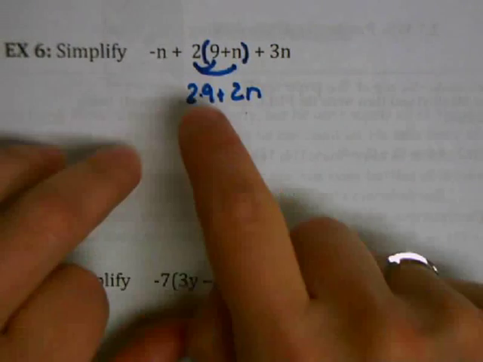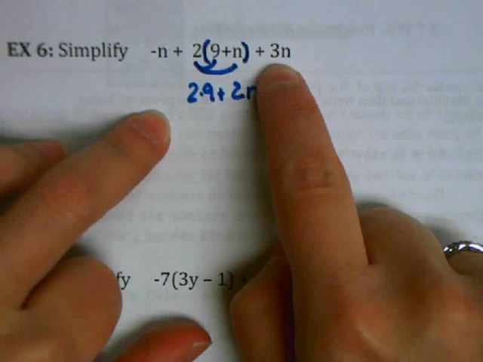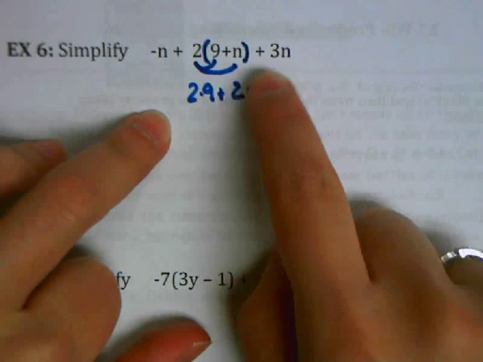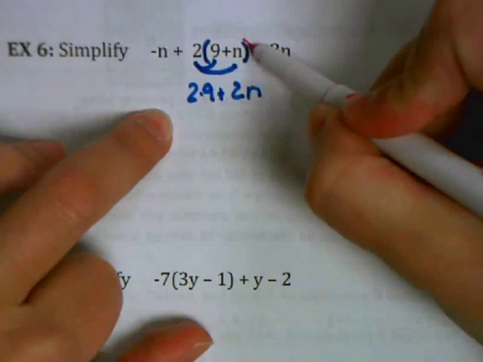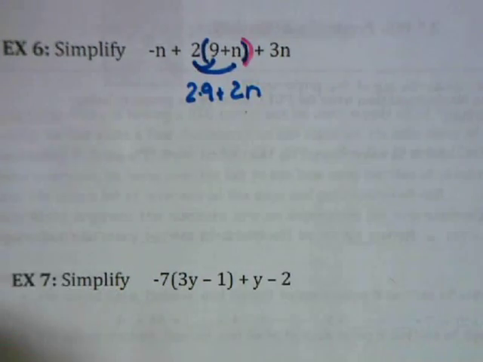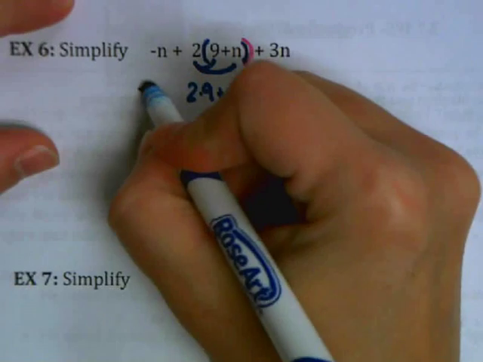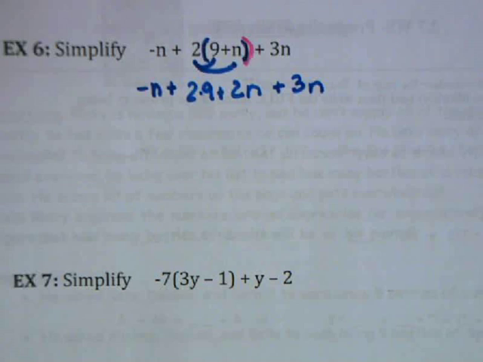I want to ask you, why don't I do 2 times 3n right here for the distributive property? The answer is that the distributive property ends when the parentheses end. So if that parenthesis ends, I don't do any more multiplying across, no more distributing. But I do want to make sure I bring down my negative n, my plus, and my 3n.